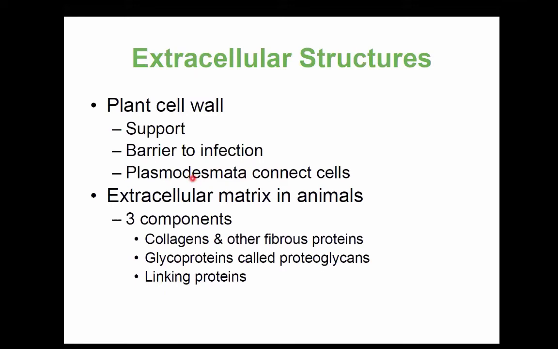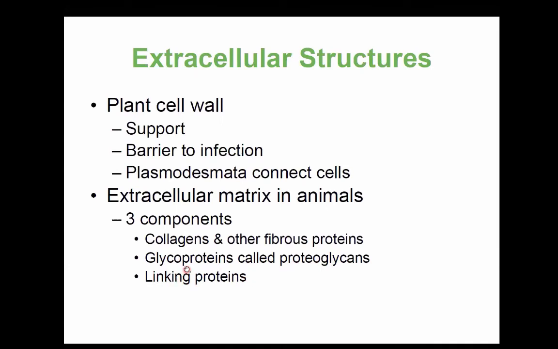In animal cells, they have different kinds of proteins on the extracellular area. This is called the extracellular matrix. Three major components of the extracellular matrix in animals include collagens and other fibrous proteins, glycoproteins, these are proteins with sugars, and proteoglycans, proteins in sugar chains. And they also have different linking proteins.